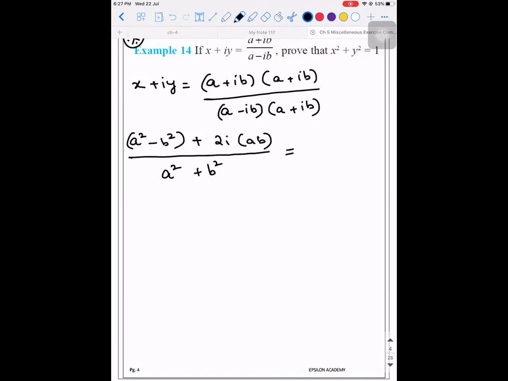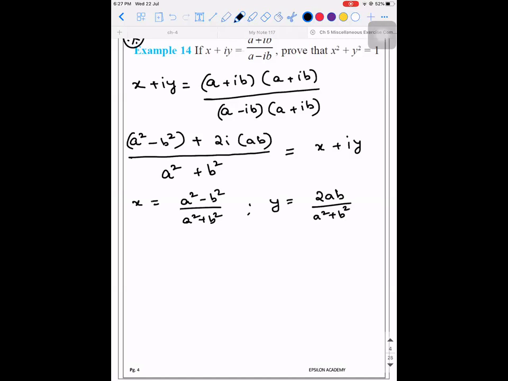No, sir. So this is equal to x plus iy. So the left side is a complex number, the right side is also a complex number. When can two complex numbers be equal? When their real parts are equal and the corresponding imaginary part also. So x will be equal to a square minus b square divided by a square plus b square, and y will be equal to 2ab divided by a square plus b square.